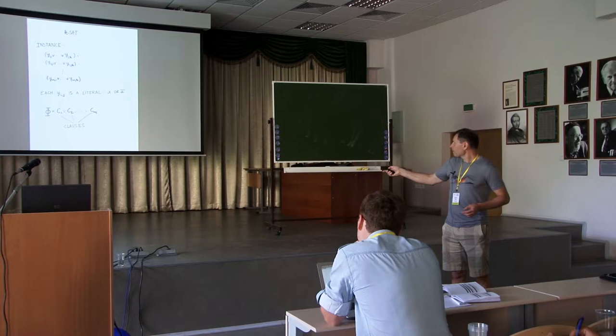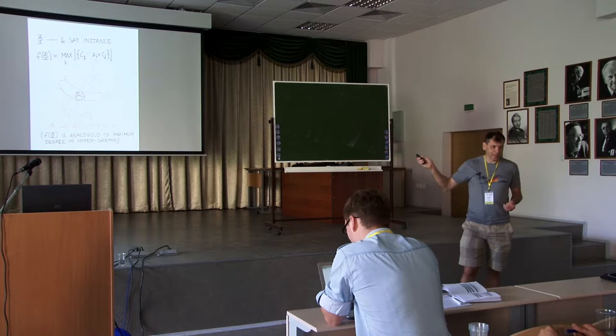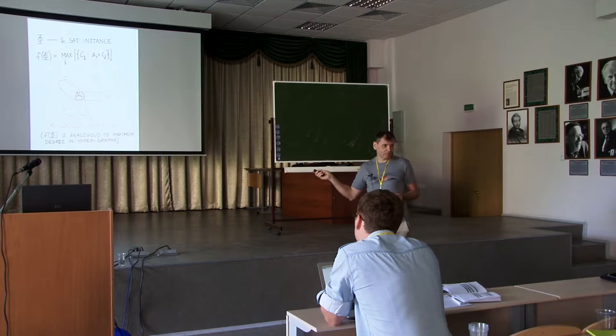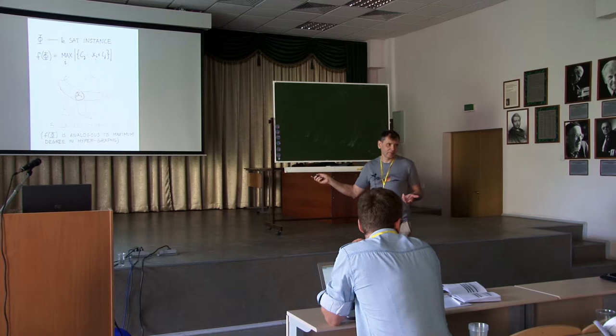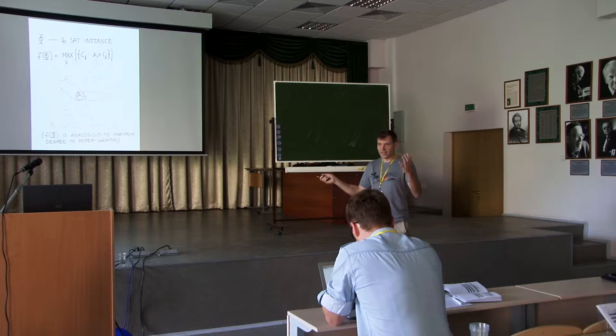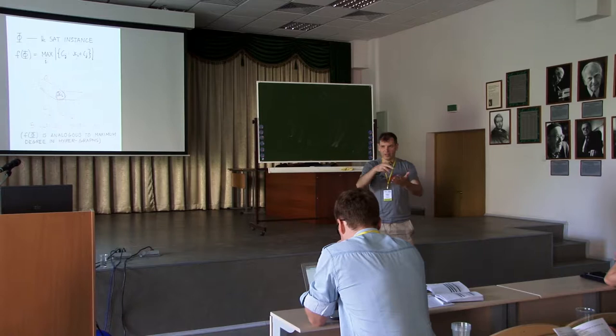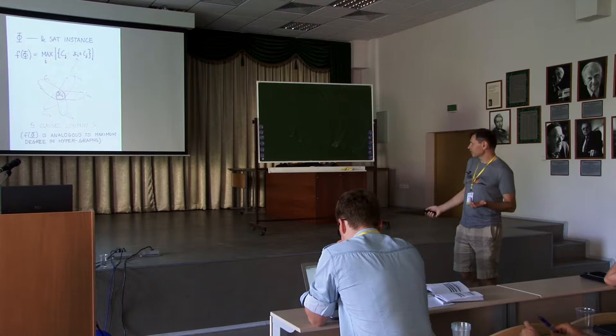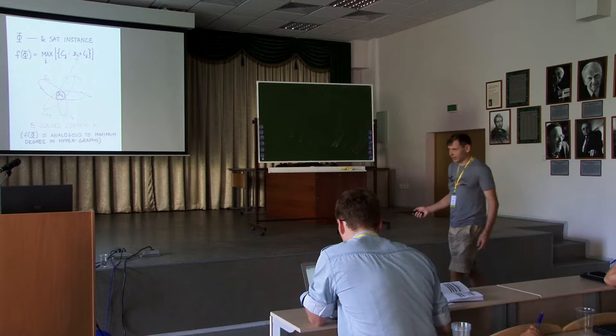Now I define again, and this slide was also there yesterday, the f of a k-SAT instance, which is just the same as the maximal degree of the underlying hypergraph. Each clause is like a set of k variables, and so the clauses form a hypergraph on the variable set, and f is just the maximum degree of that hypergraph. So, the maximum number of clauses that ever cover a single variable.